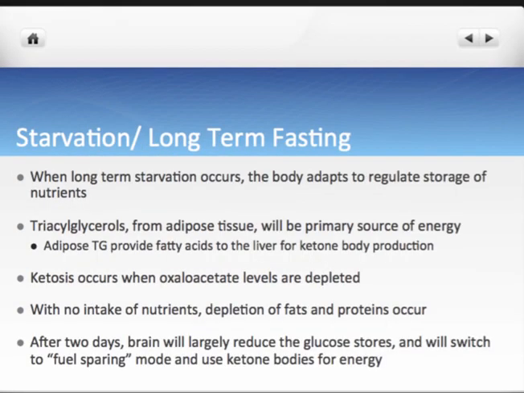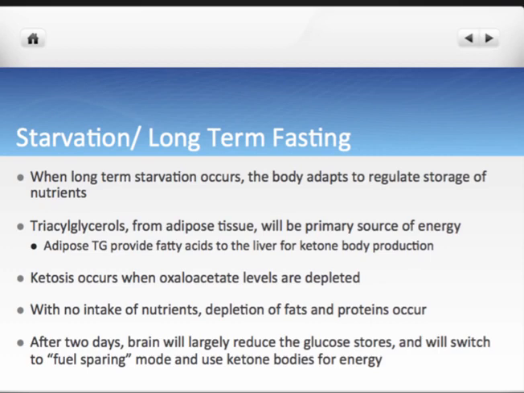And then finally, we're going to be talking about starvation, and this is long-term fasting. When we hit this point, which is after 2 days to several weeks, the body starts creating physiological adaptations to store as many nutrients as possible. And so it's trying to minimize the nutrients lost because it doesn't know if there's going to be dietary nutrients coming back in. We see triacylglycerols from adipose tissue will be the primary source of energy. And so adipose triacylglycerols provide fatty acids to the liver for ketone body production.